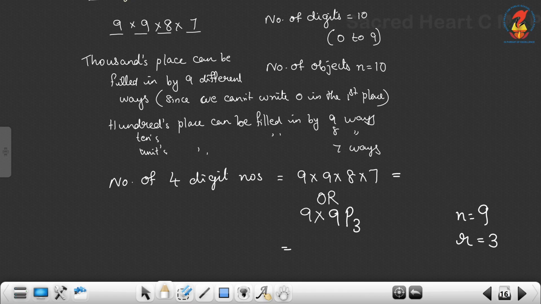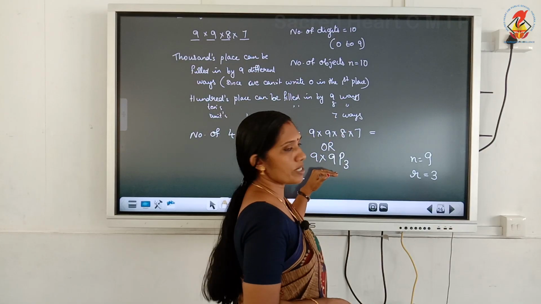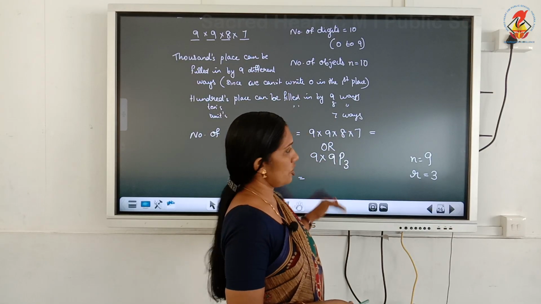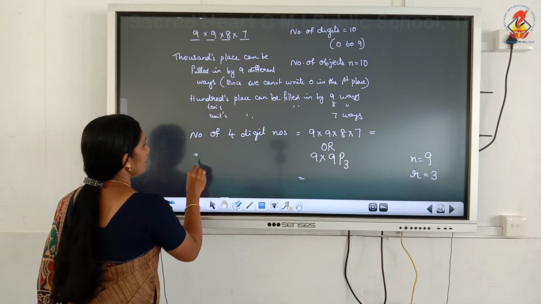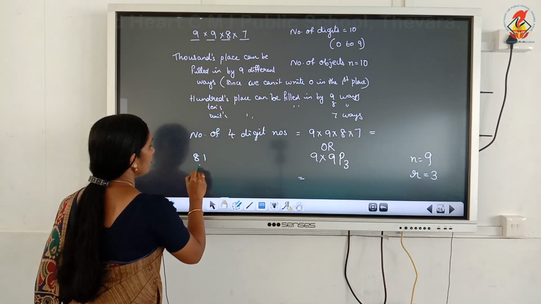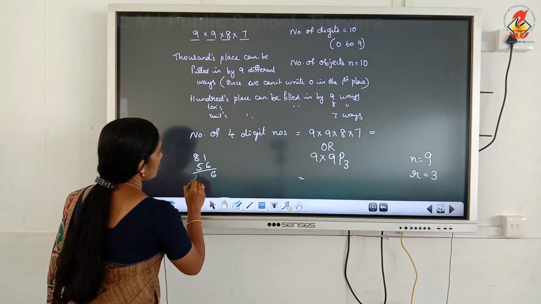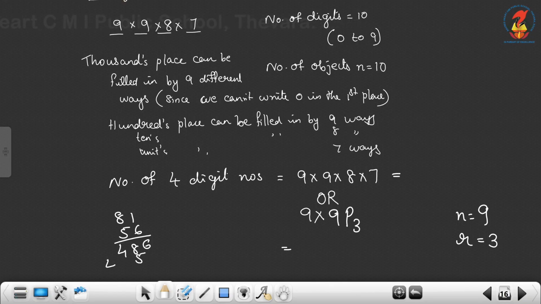Either you can use the multiplication principle or the permutation notation. So 9 9s are 81. 81 into 56 is 4536. You can use this notation also.